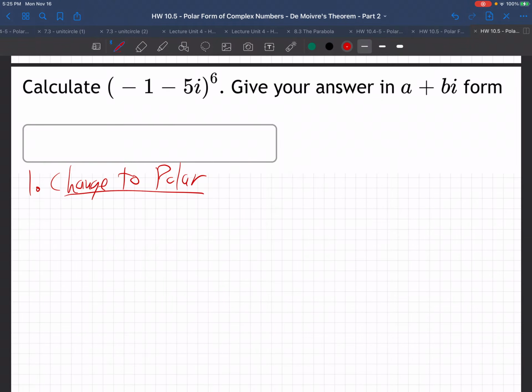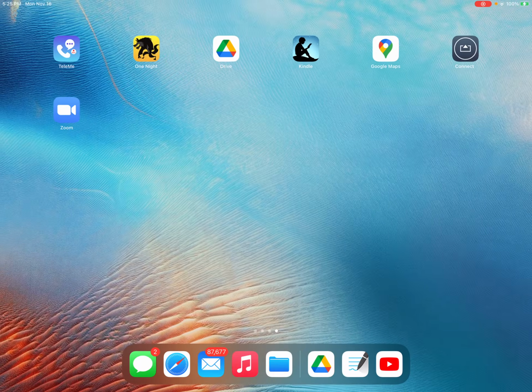Because it's easier to do the powers in polar, De Moivre's theorem lets us do it a quick, easy way. So we've got to change that to polar. How do we change to polar? Well, if you look back at the instructions for that, here they are right here.